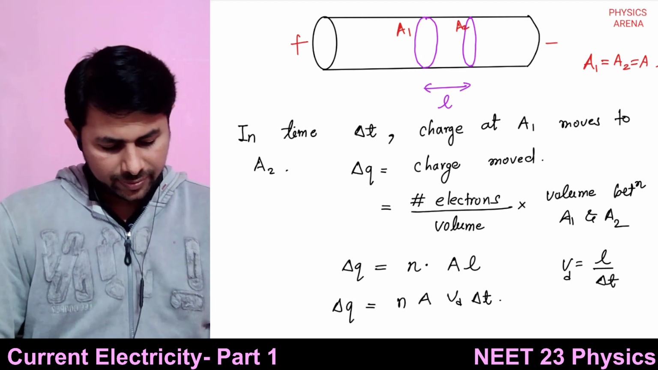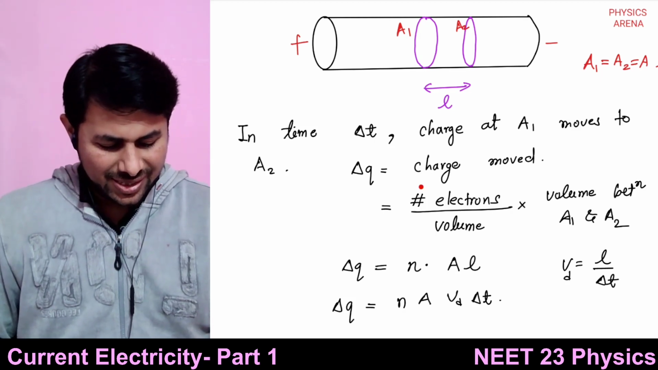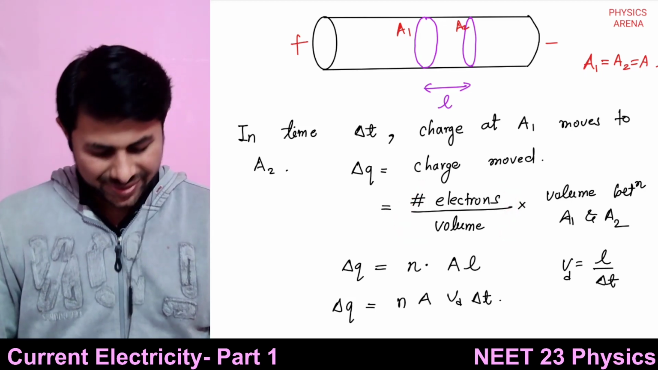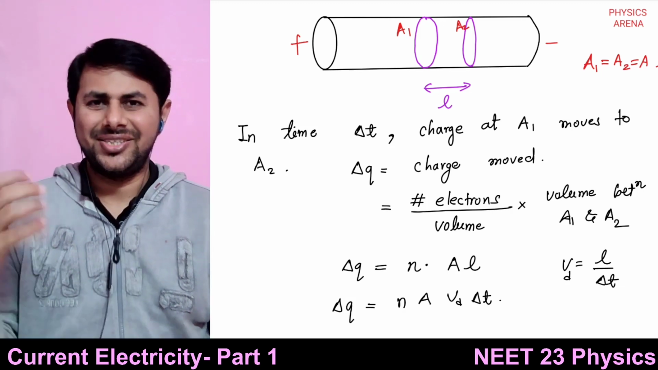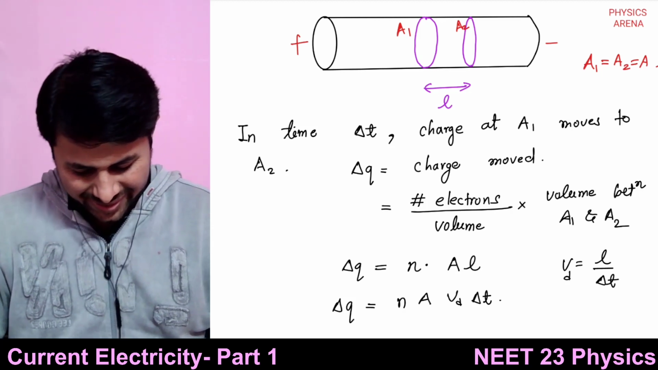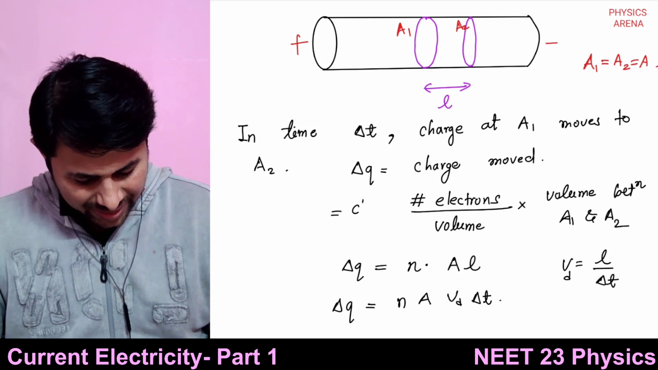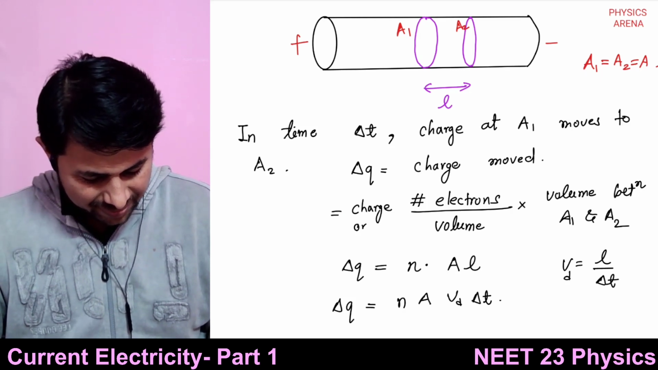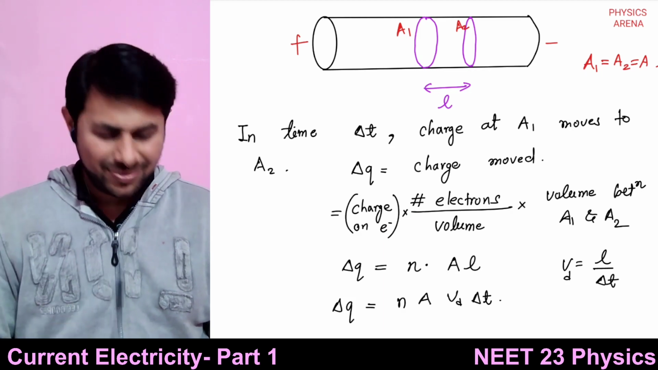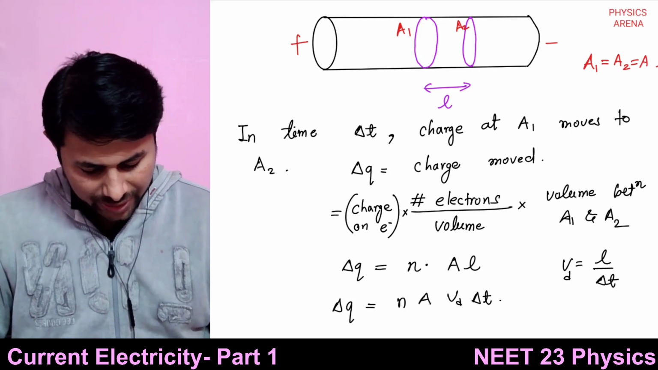I missed one thing. Charge moved will be equal to what? Number of electrons per unit volume multiplied by charge on one electron. It is just the number of electrons, there is no charge in it. So I can say this is charge on electron multiplied by number of electrons per unit volume multiplied by volume between A1 and A2. What is the charge on an electron?